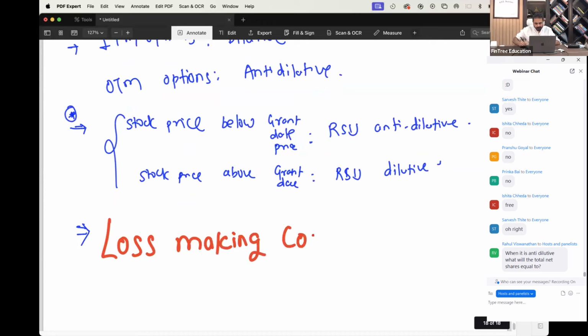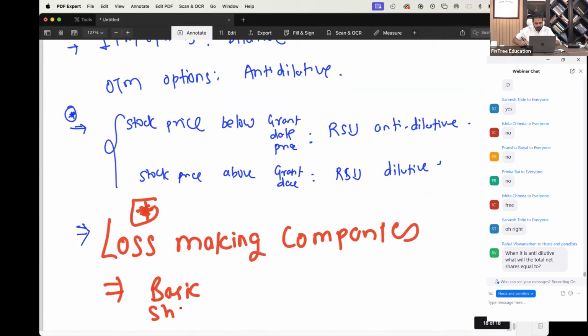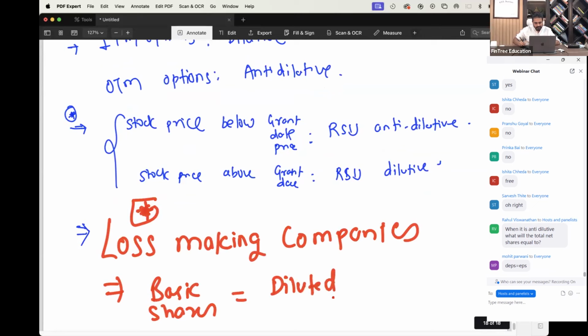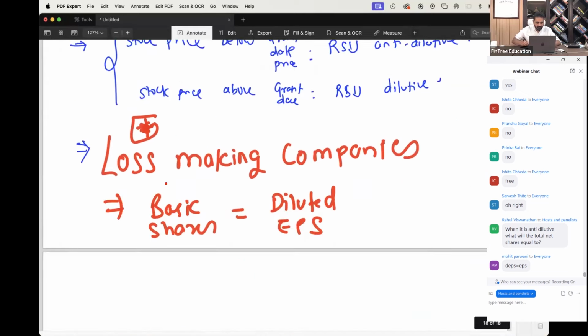Loss-making companies. There's an example on some tech company in the curriculum. Loss-making companies, always, basic shares is equal to diluted shares. So this calculation is not required for a loss-making company. If you're a loss-making company, basic shares equal diluted shares. Let me explain this part first.